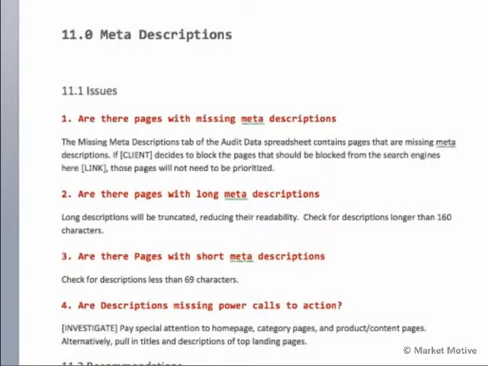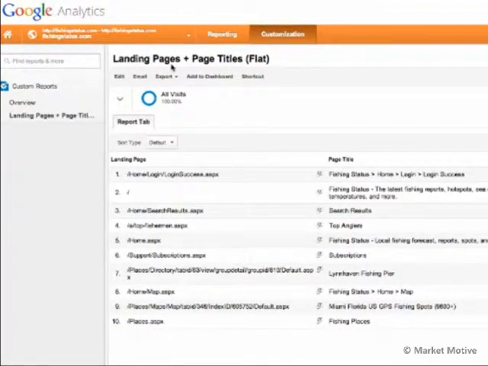The meta descriptions section of our site audit document is going to be very similar to that of the title section. We're going to be looking for: are there pages with missing meta descriptions? Are there pages with long meta descriptions, short meta descriptions, or just descriptions that are missing a call to action, are kind of meh? They just don't get people to click through. You really want to pay special attention to your titles and meta descriptions on your important top landing pages that we established through this handy report that Annie has given us in Google Analytics.